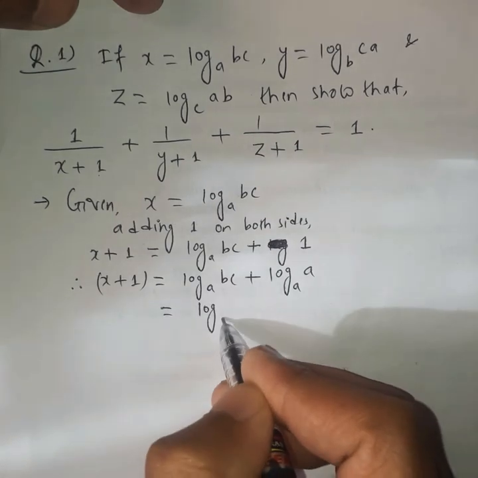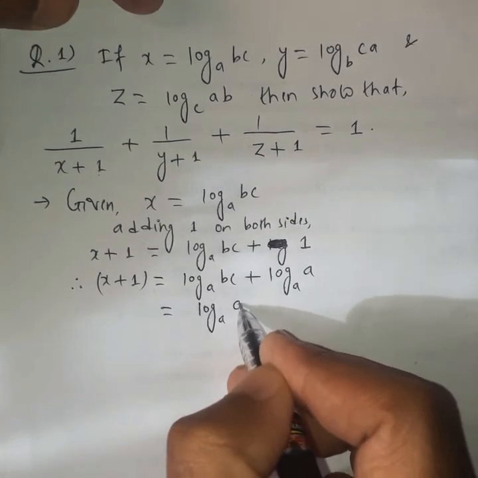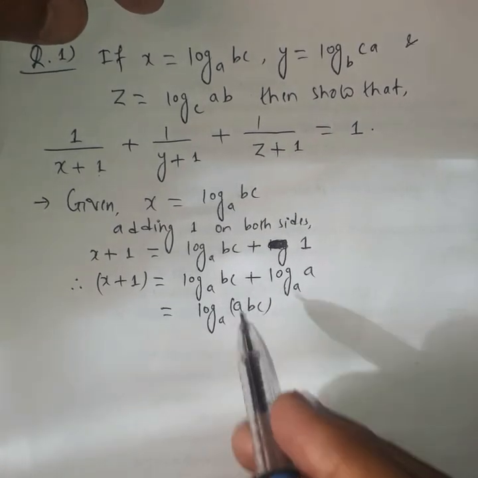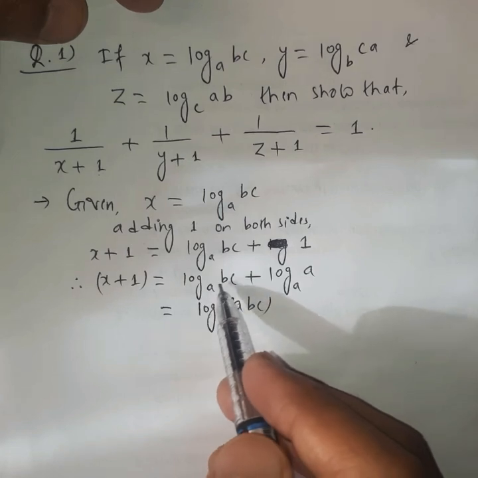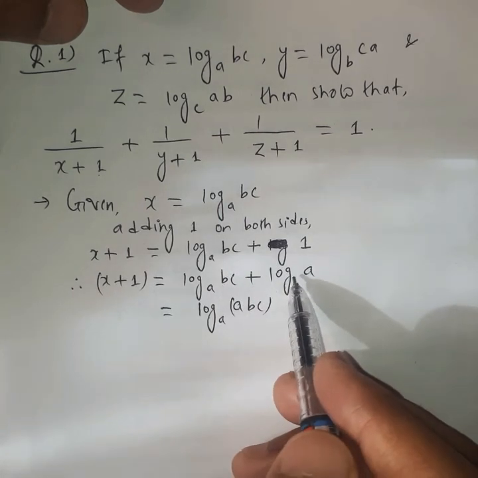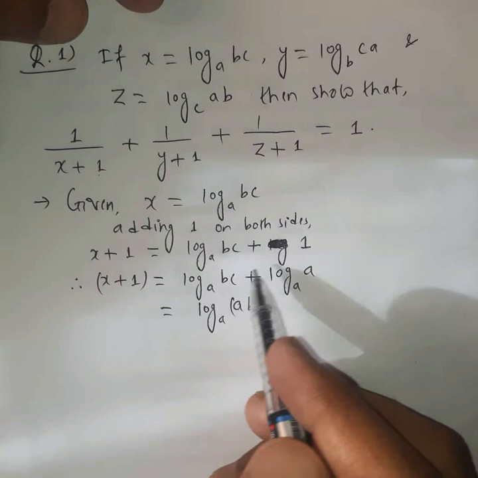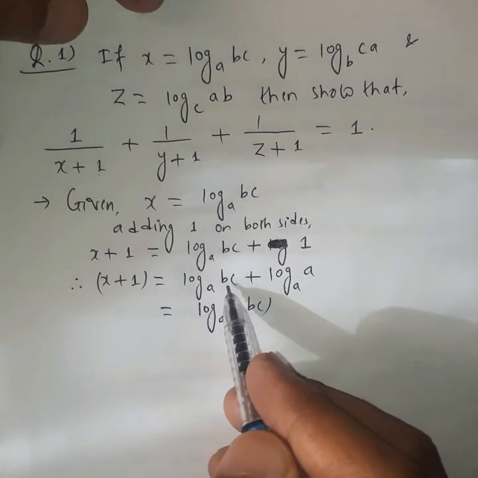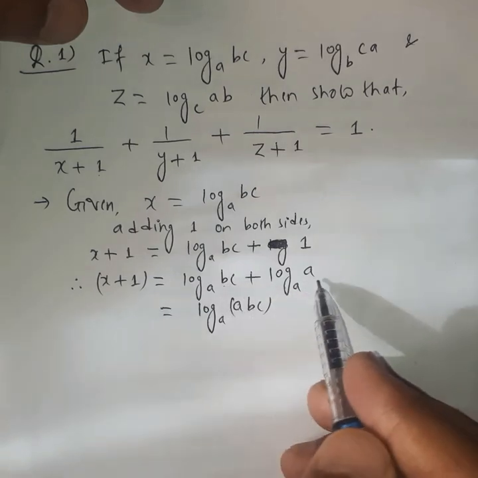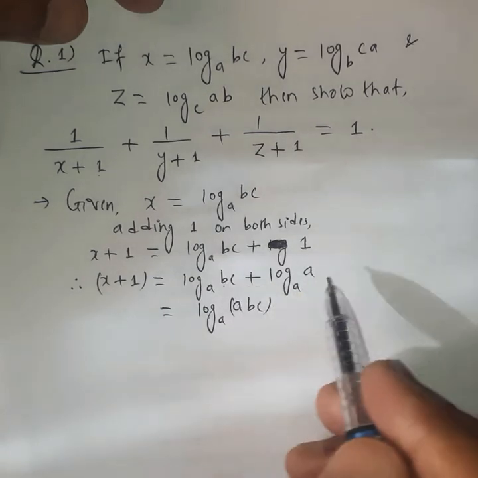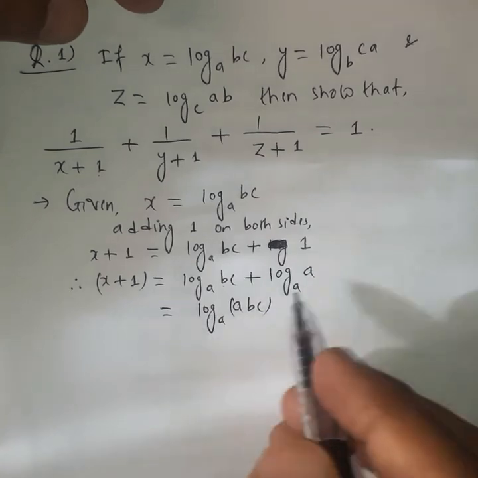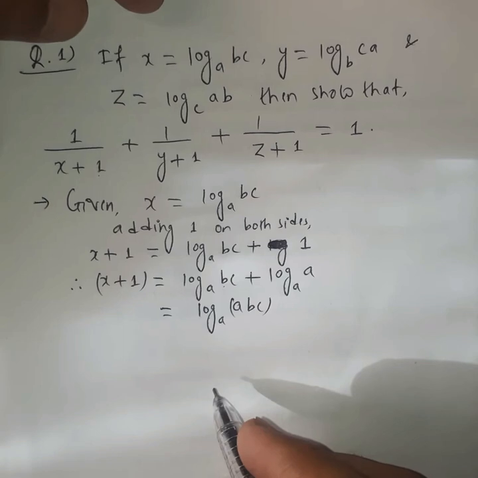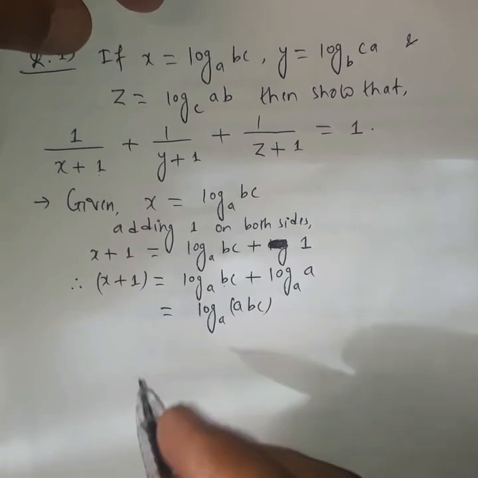So this is just the formula for a, b and c. Please remember this formula. If logarithms with the same base of any numbers are added, then the equivalent is the logarithm with the same base of the product of the arguments. Here one argument is bc and the other argument is a, and the product of bc and a is just abc. This is a very important formula on the logarithm. It is called the product formula.